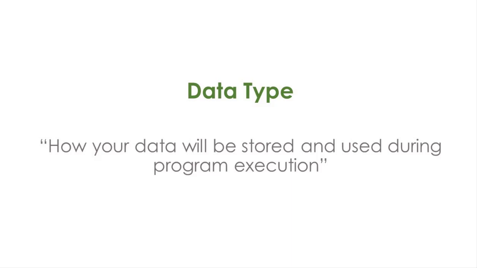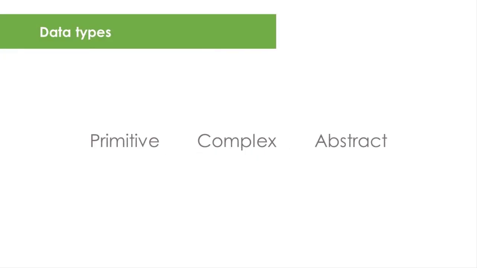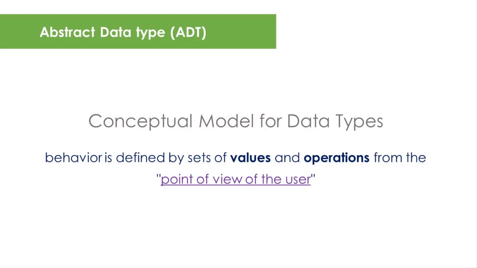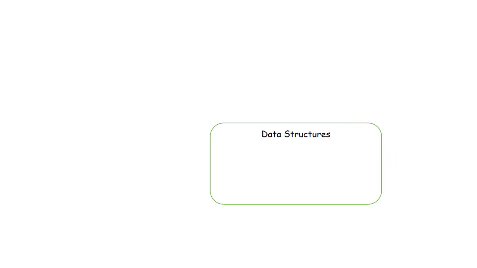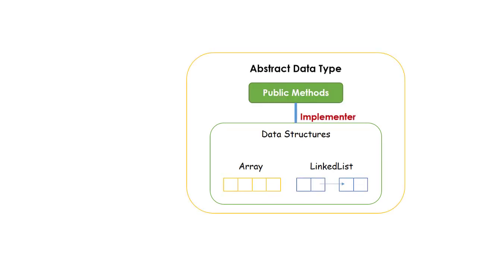Since the beginning of this course, we've been working with simple data types like int, float, and char most of the time. Well, generally speaking, we classify data types as either primitive, complex, or abstract data types. Technically, an abstract data type, or ADT, is only a conceptual model for data types, whose behavior is defined by sets of values and operations from the point of view of the user. This is in contrast with the data structure, which is the actual implementation in code to support the operations as defined by the abstract data type and based on the point of view of the implementer.